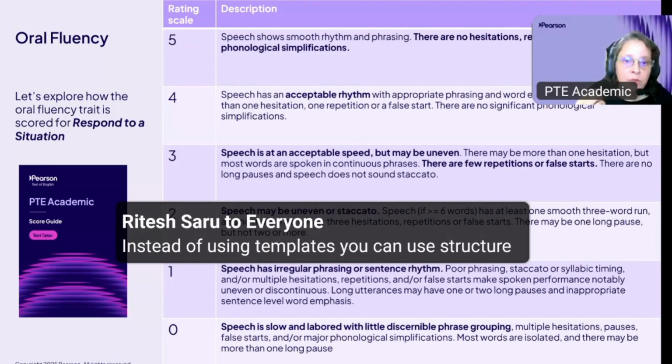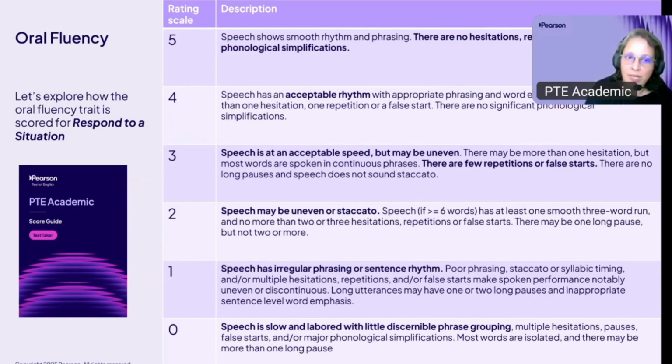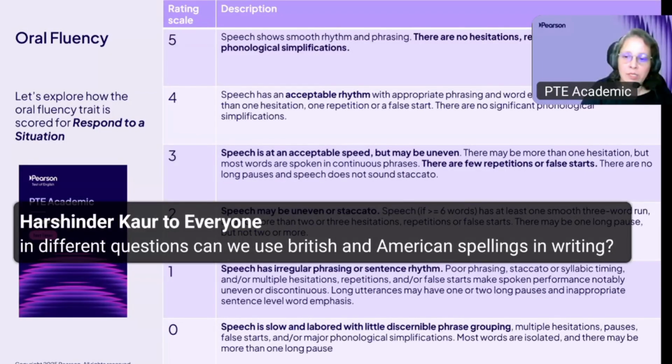Right, acceptable rhythm with appropriate phrasing and word stress. I'm repeating whatever I said earlier.